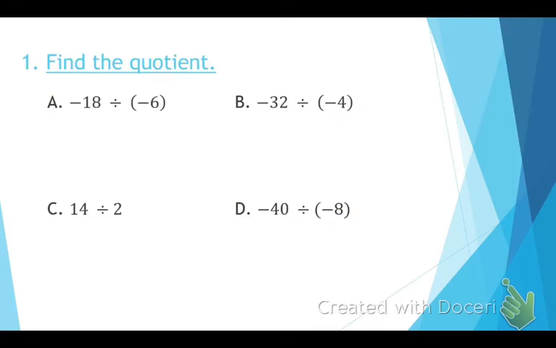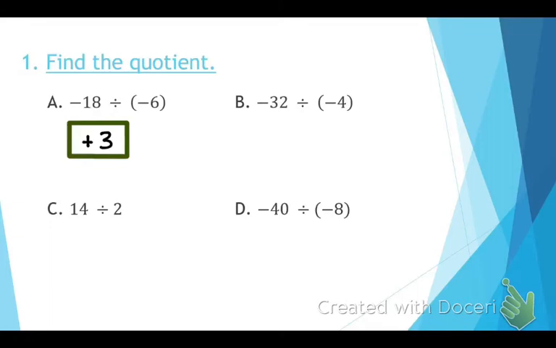Let's do some problems with these examples. Looking at the first one, Maddie, negative 18 divided by negative 6. How many negative signs do you see there? 2. Because the number 2 is an even number, is my answer going to be positive or negative? Positive. It is going to be positive. So Maddie, what is negative 18 divided by negative 6? Very good. 3. All right, so the answer is going to be positive 3. You do not have to put that plus sign there.